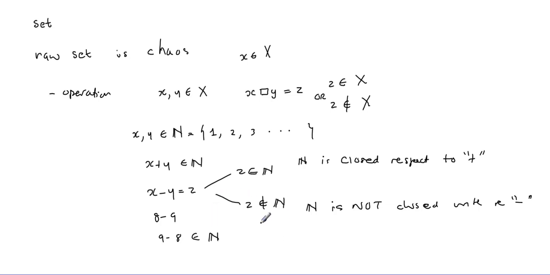So the concept to keep in mind is what it means to be closed with respect to an operation. An operation is any manipulation or any interaction you can do between the elements of the set. In this case, we call this addition, like we know, and the other one is subtraction. So this set is closed with addition, but not closed for subtraction.